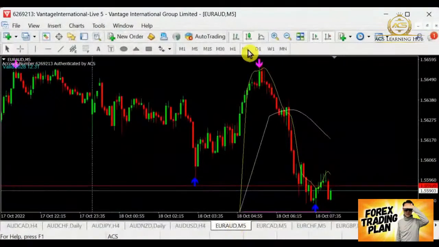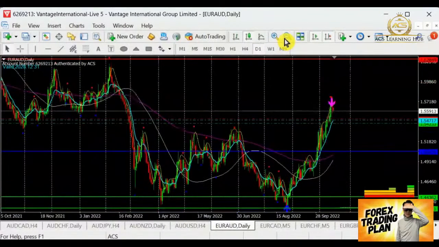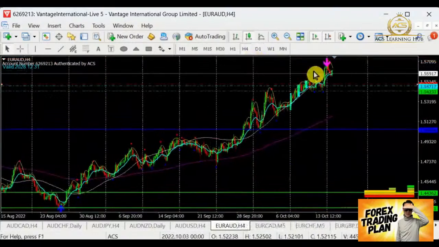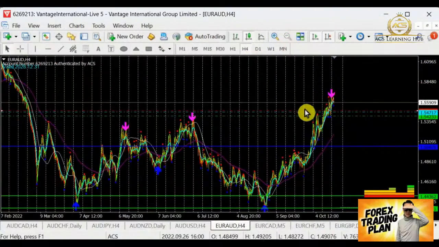Right, Euro Aussie. As for Euro Aussie right now, we are approaching into the bull. We are into the bull and approaching one of the resistances up there. Let's take a look. We are looking into this area of resistance there, tentatively over here.